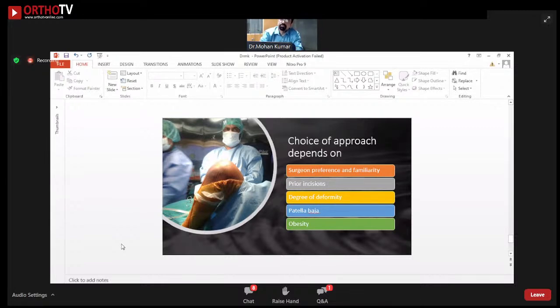Thank you. Thank you, sir, for covering the entire midline approach and how to extend it if it is needed. Next, we will be going into distal femoral cut. Sir, stop here.